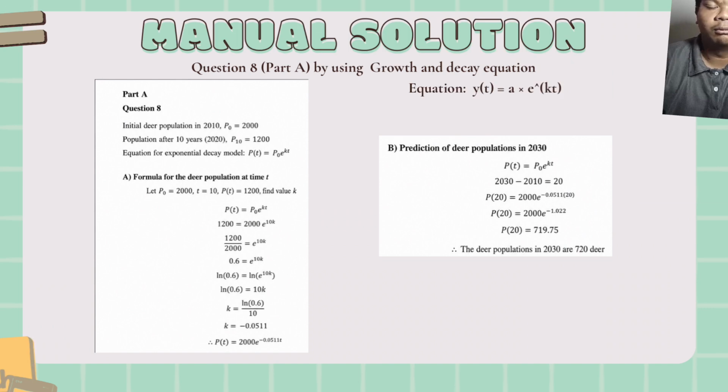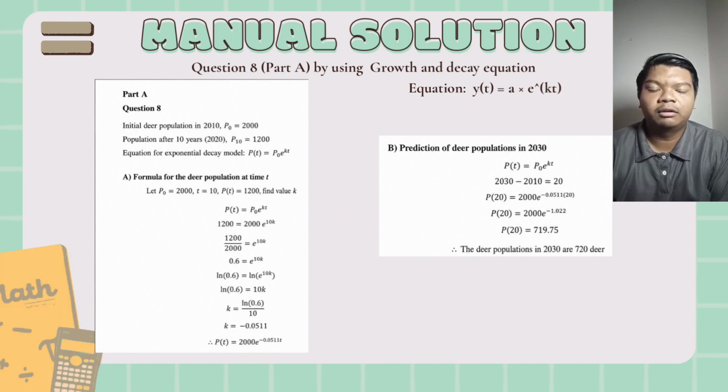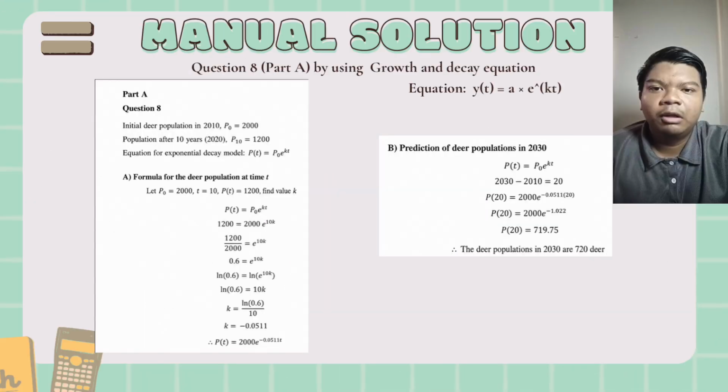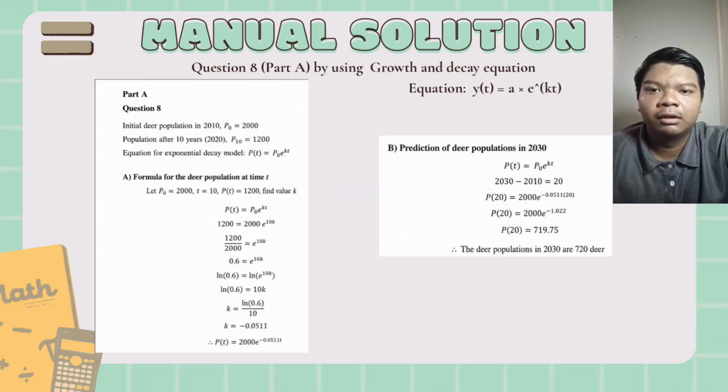My name is Muhammad Rizwan bin Amir and my matrix number is AA251935. Now, I will present the manual solution for part A. Since we are from group 8, the question given is number 8. According to the question, the initial deer population in 2010 was 2,000 deer. After 10 years, in 2020, the population decreased to 1,200 deer.